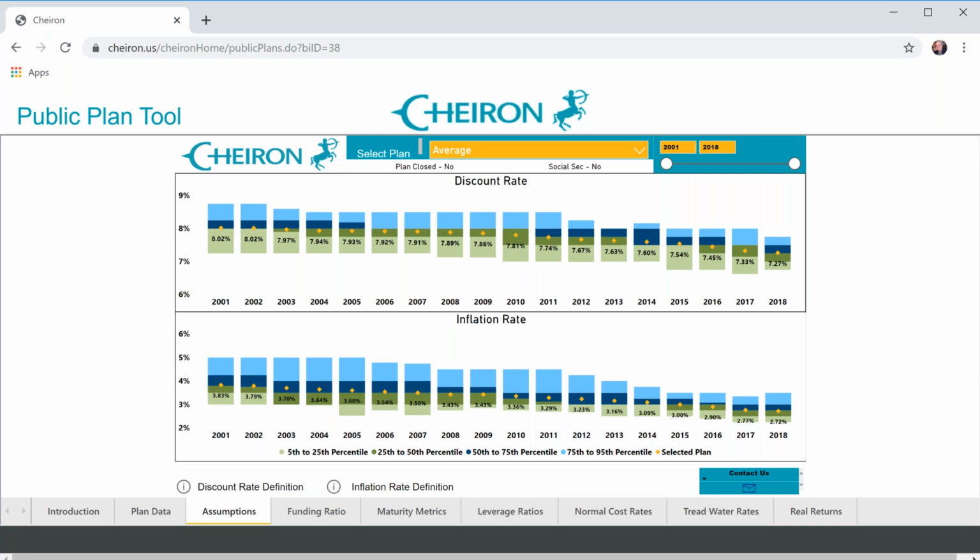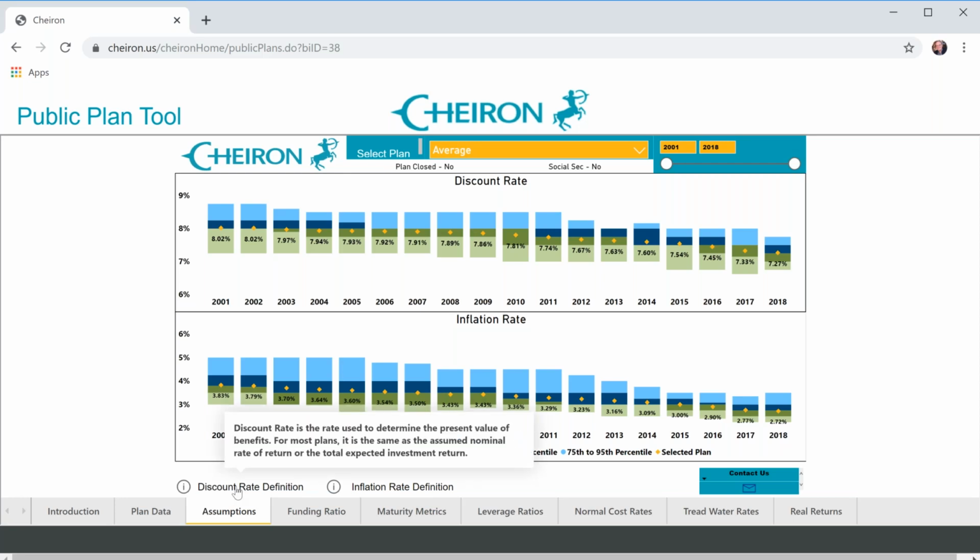Then we have the inflation rate in the bottom graph. And what I found interesting was the inflation rate average was 3.83, and it dropped to 2.72. So the inflation assumption for the average plan in the database dropped by more than a full 100 basis points, whereas the discount rate dropped by less. And that was interesting.